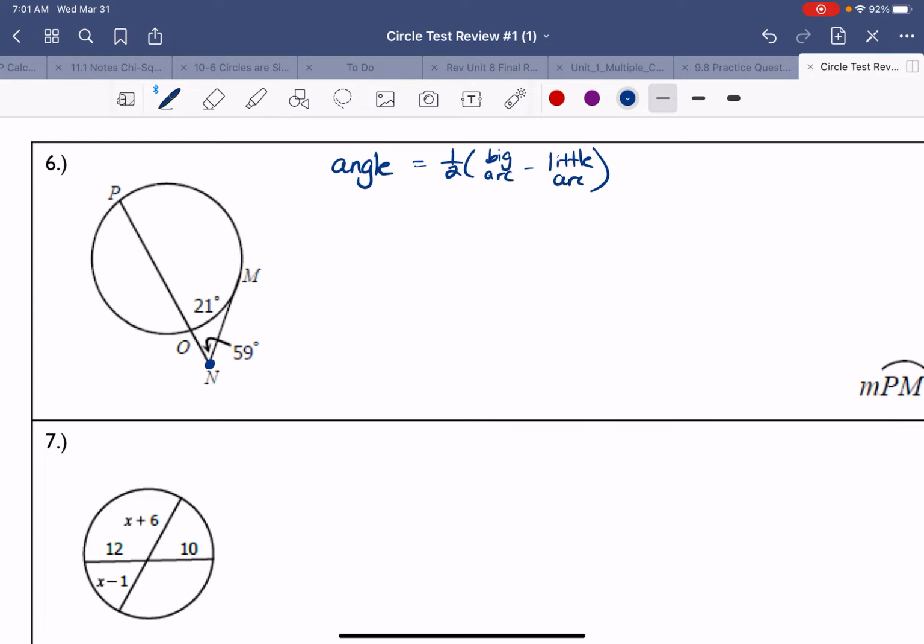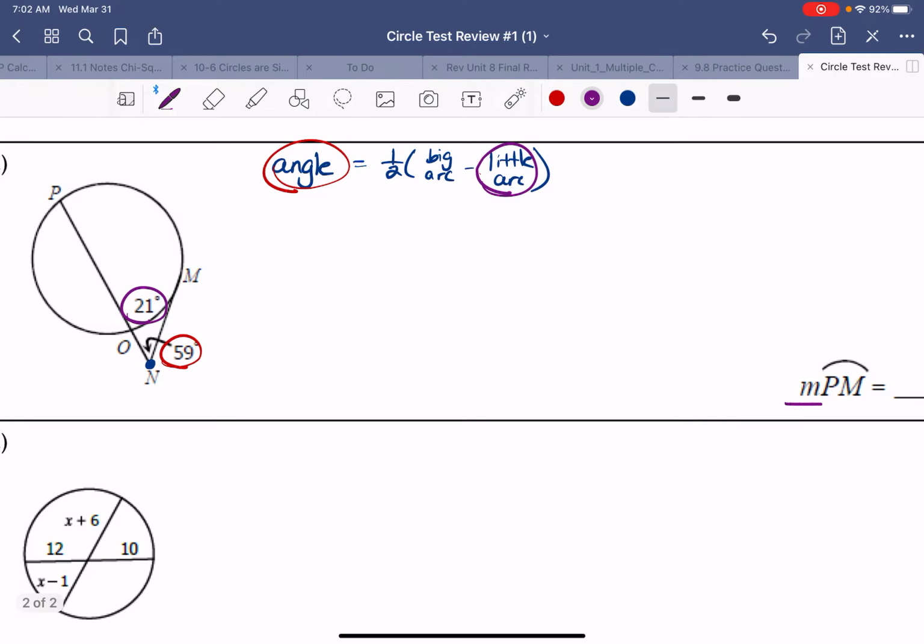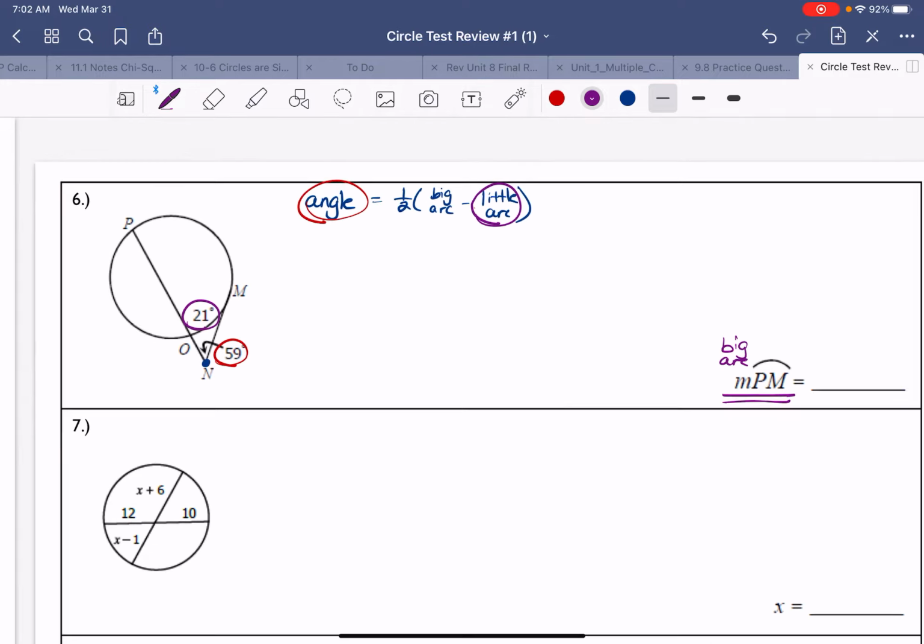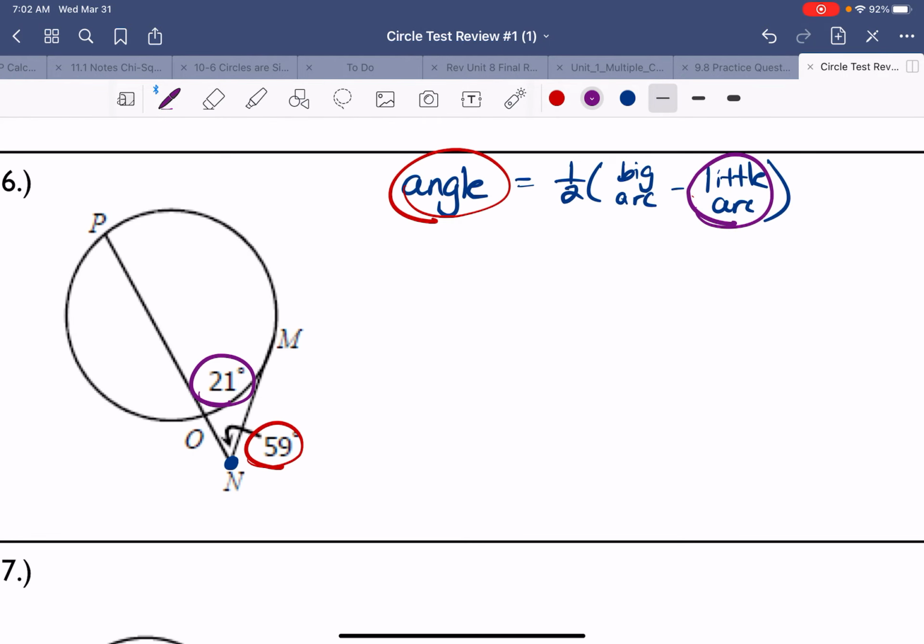So let's first figure out what the angle is. Well, the angle is given to us. And then the other thing that was given to us is the little arc. And I bet the problem's going to ask us what is the value of the big arc. So that's what we'll do. The big arc, I don't really know what that is. Typically when we don't know what something is, I'm just going to label it as an X. And now I have everything I need to set up my formula.